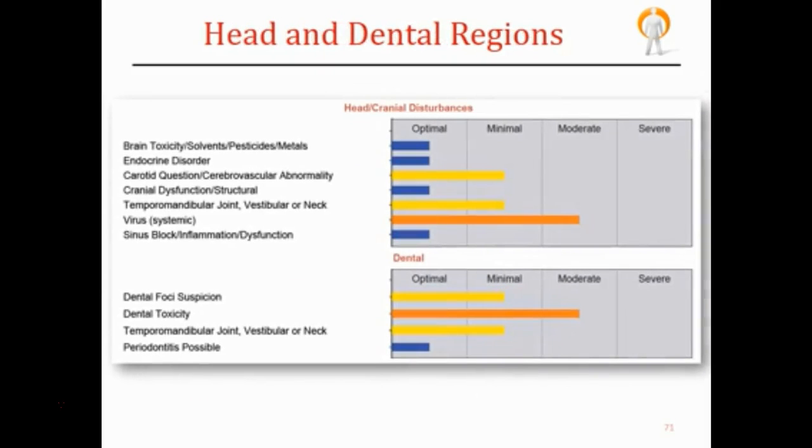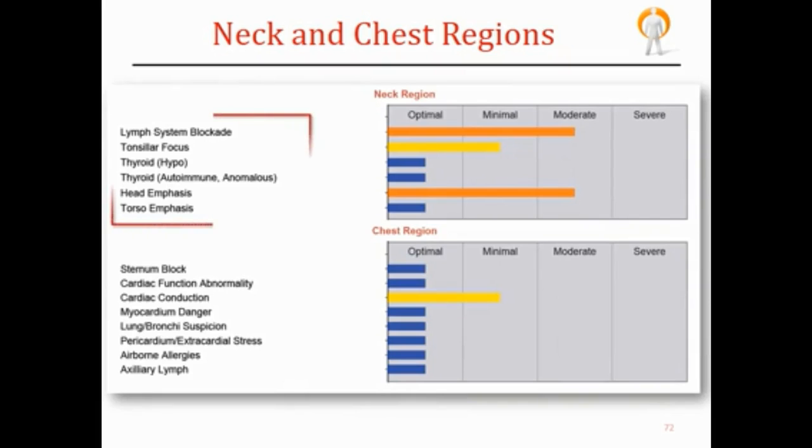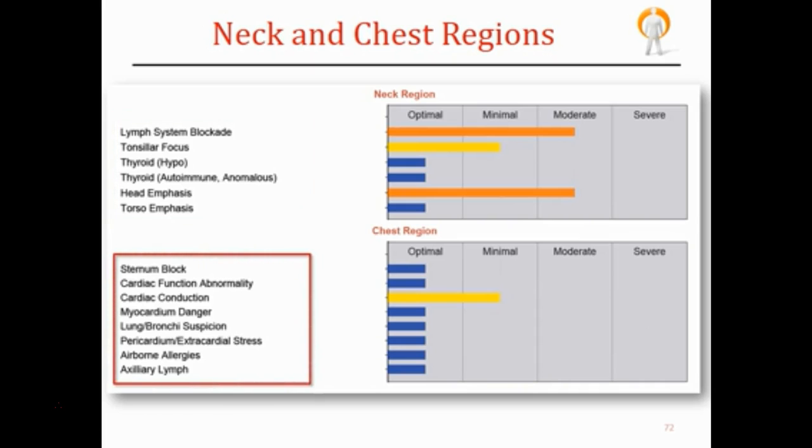In the head region, you'll find disturbances ranging from brain toxicity and cranial dysfunction to a systemic viral signature and sinus dysfunction. In the dental area, you'll find confirming information from the dental section of the report. In the neck region, you'll find information about the lymphatic system and thyroid, as well as whether there's a head or torso emphasis, which lets you know if there's more dysfunction stemming from the head or the rest of the body. The chest region lists dysfunction ranging from the cardiac function and conduction to the lungs and bronchi and the axillary lymph.